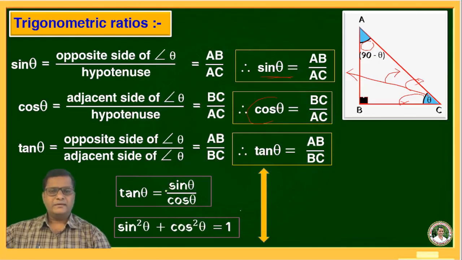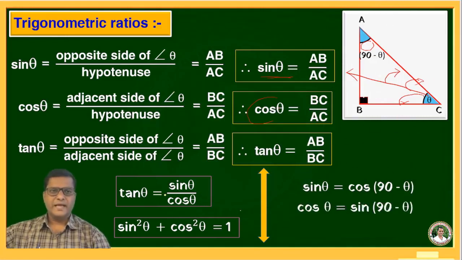And the relation between the complementary angles theta and 90 minus theta is: sin theta is equal to cos 90 minus theta, cos theta is equal to sin 90 minus theta, and cosec theta is equal to sec 90 minus theta. Like this way, this is the relation between an angle and its complementary angle.